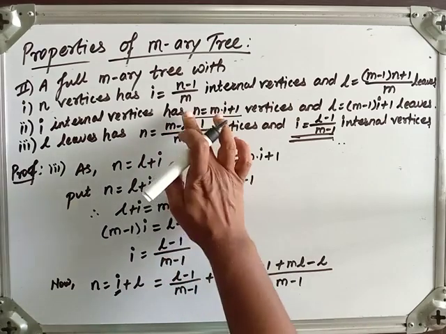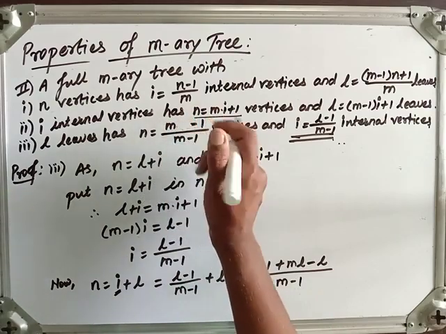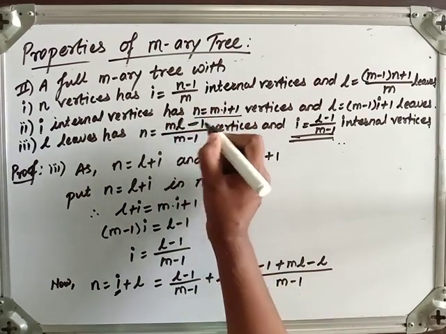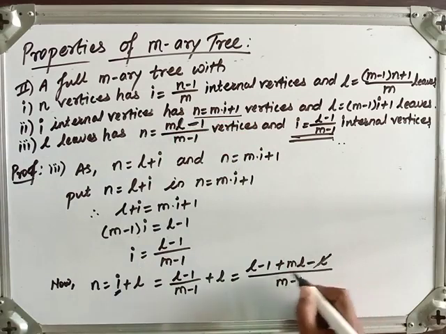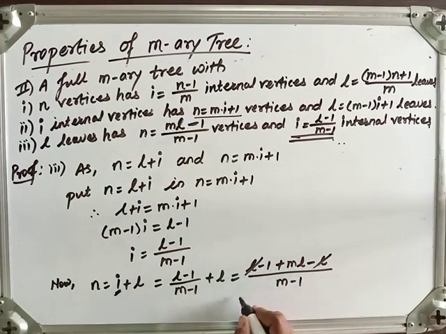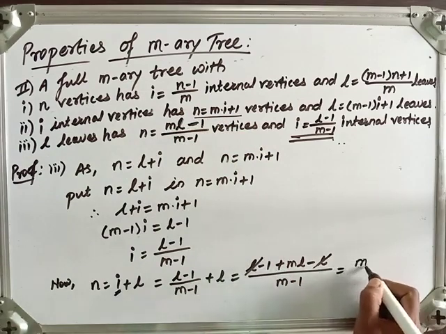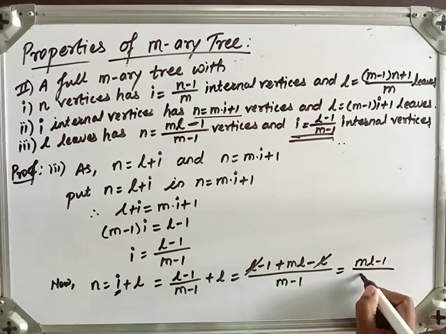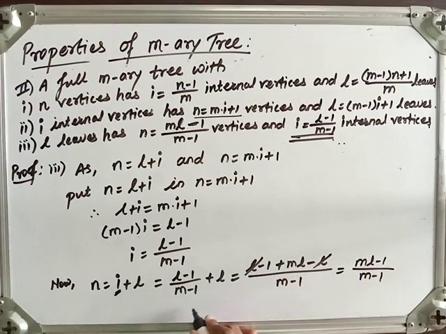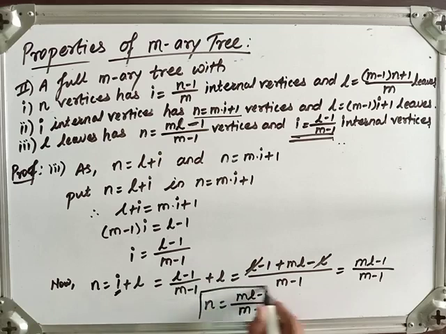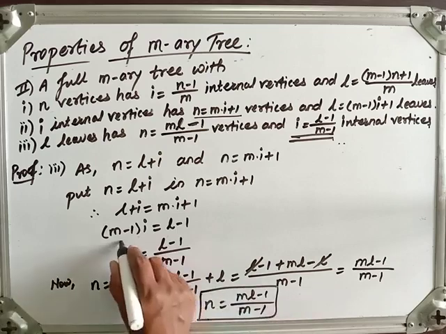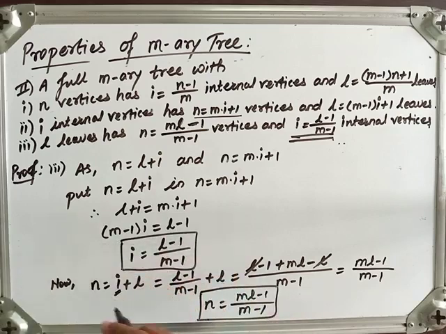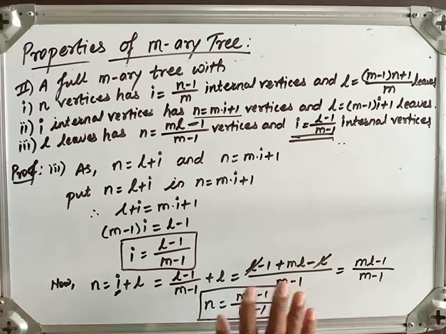So here there will be a mistake. Here it will be ml minus 1 upon m minus 1. This l and l get cancelled. This is nothing but ml minus 1, a positive term I have written for the negative l, upon m minus 1. So n is ml minus 1 upon m minus 1. This is the proof of it. Complete proof of this second property.